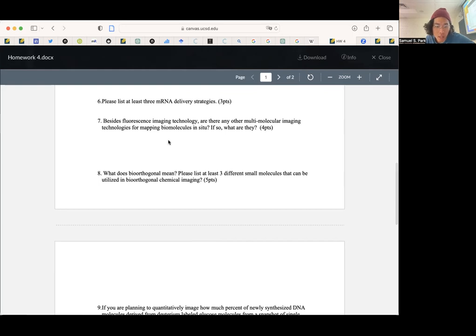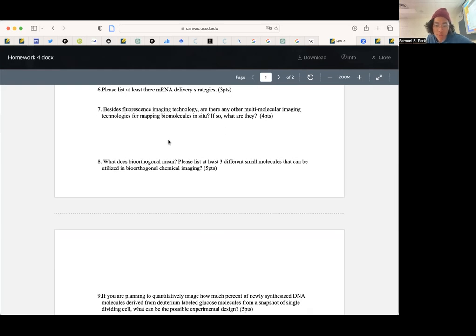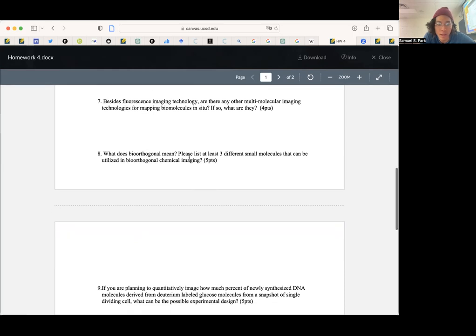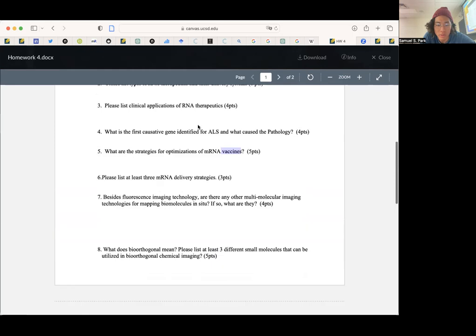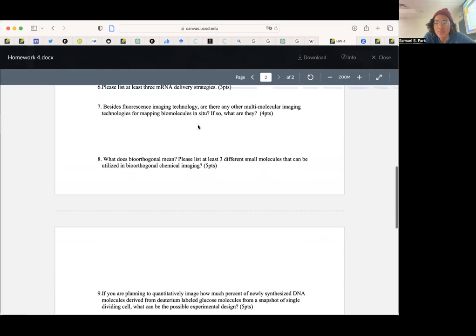So there's that. Okay. So besides fluorescent imaging technologies, are there any other multi-molecular imaging technologies for mapping biomolecules in situ? If so, what are they? What questions are there? Yeah, I think she wants to, yeah, I think so. Besides fluorescent imaging technologies, are there?